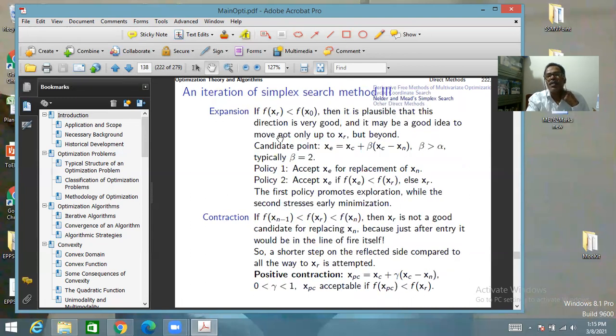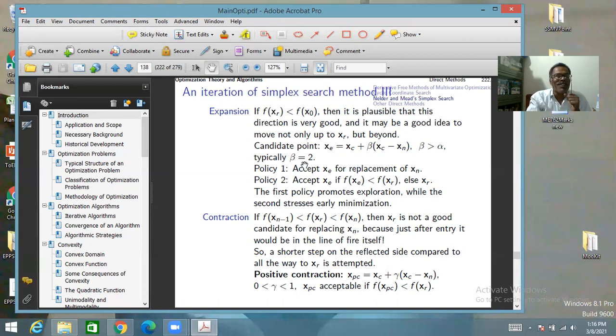First, expansion. We have already discussed the theme of this. If xr is a point better than the current best, then this direction is very good, and we will go even beyond xr. And that means this xe, expansion point, is xc plus beta times this, and beta is greater than alpha. Alpha we took 1, so beta will be greater than 1. 1.5, 2, whatever you take. Typically 2 is taken. You can take 1.5 if you are a little conservative.